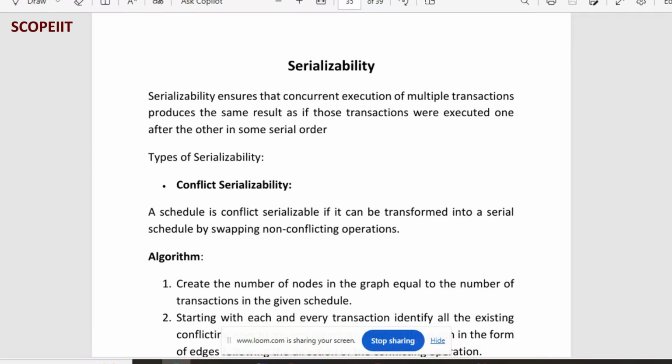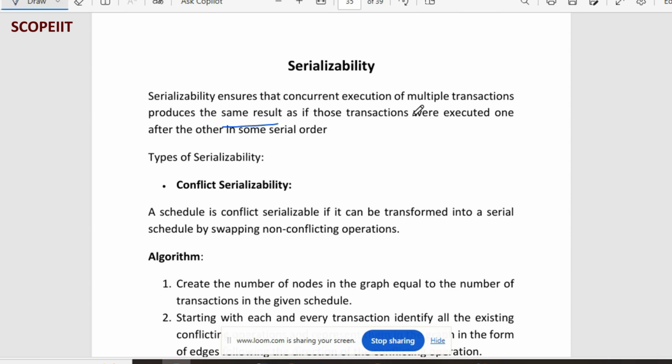Today we will discuss the topic serializability in DBMS. Okay. Now what do you mean by serializability? Basically, it ensures that concurrent execution of multiple transactions, that means if we have multiple transactions and we are trying to execute them concurrently, it is possible that they will produce the same result as if those transactions were executed one after another in any serial order. Okay, so that is basically known as serializability.